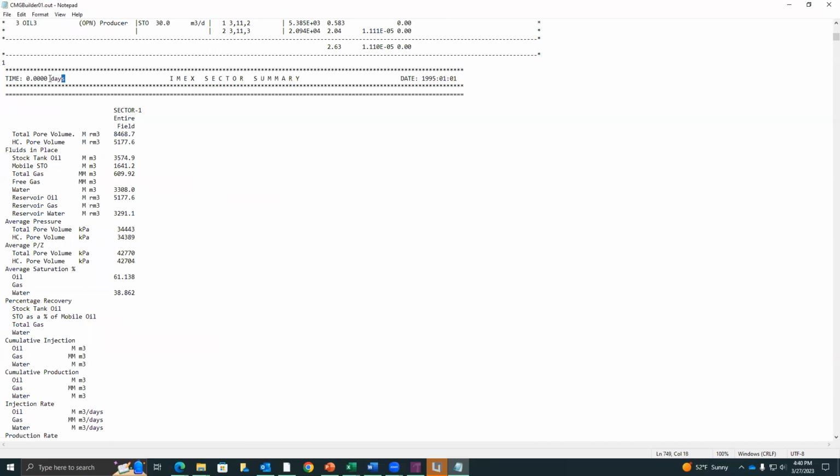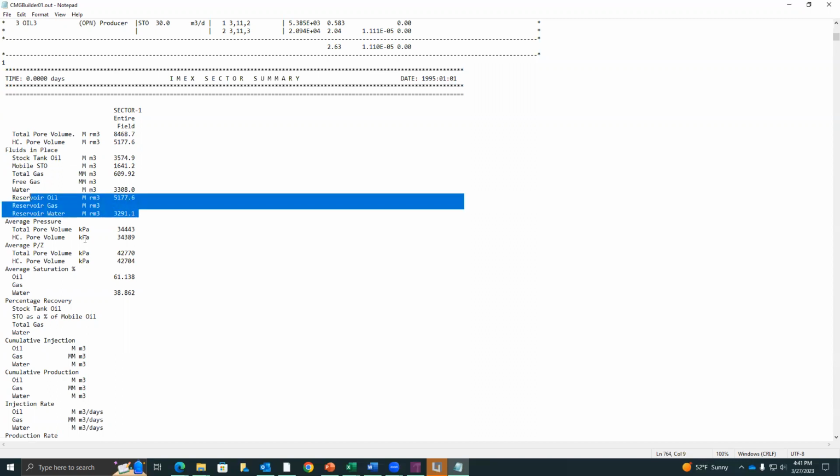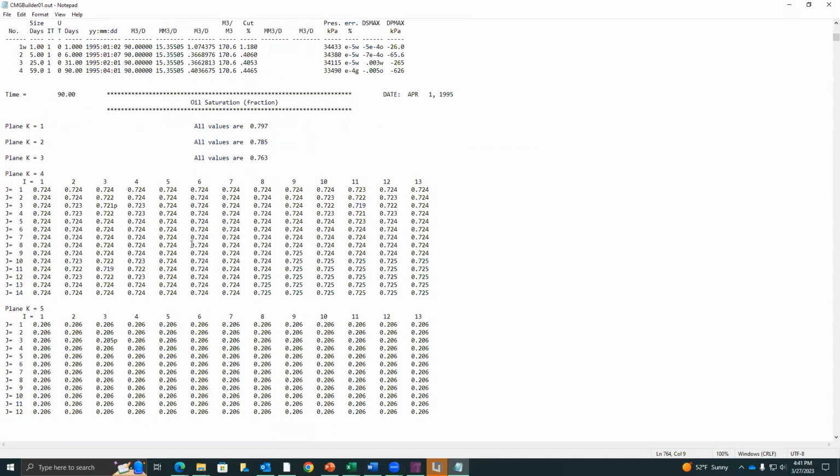So this is when the simulation started, right? So this time is 0 days, and in here is where we can find the initial oil in place. We have that here to be 5177.6 million reservoir cubic meters. We have the gas in place. We have no value for that here. And then the oil in place, the water in place. So remember with the project you were asked to write down the initial oil in place and then the initial water in place. This is where you would find your values. That's what I wanted to point out.